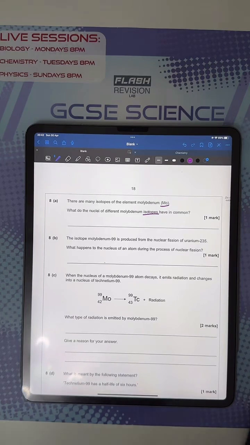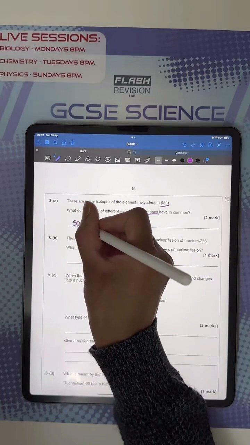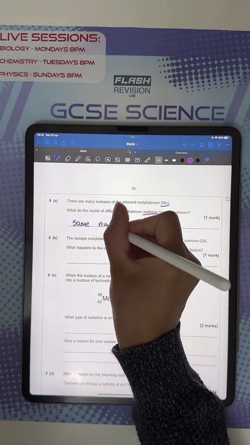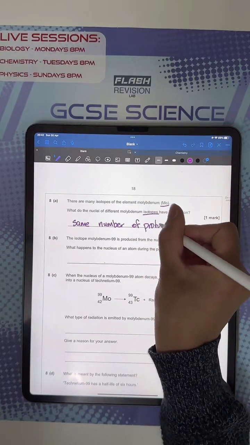Same number of protons. Good. Same number of protons, different number of neutrons, but this is only asking what do they have in common. It's just the proton number. So same number of protons. Excellent.